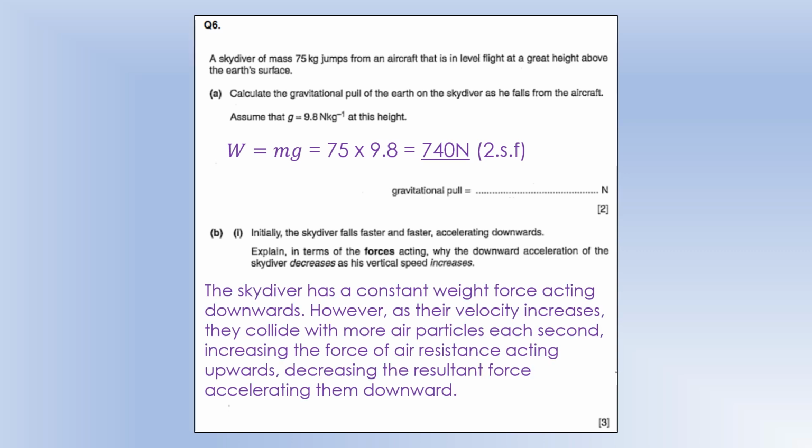So the skydiver has a constant weight force acting down, so it's not going to be caused by that. However, as the velocity increases, the skydiver is going to collide with more air particles each second, and that's going to cause an increase in the force of air resistance acting upwards. And that is going to decrease the resultant force and therefore decrease the acceleration downwards.